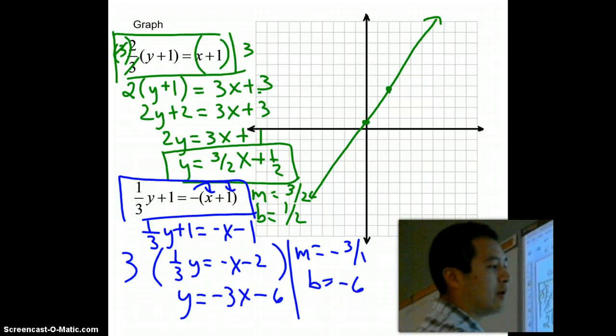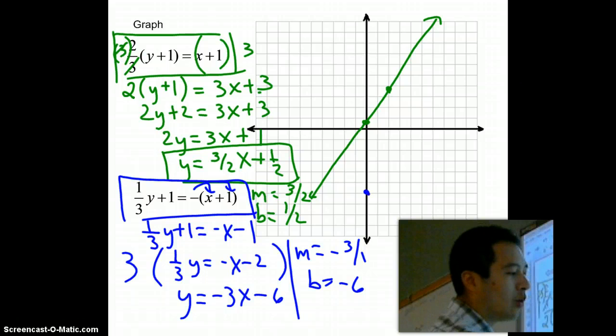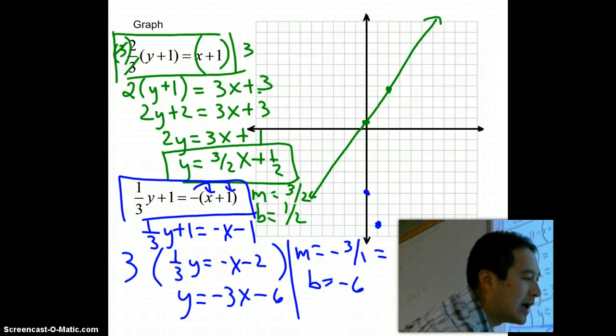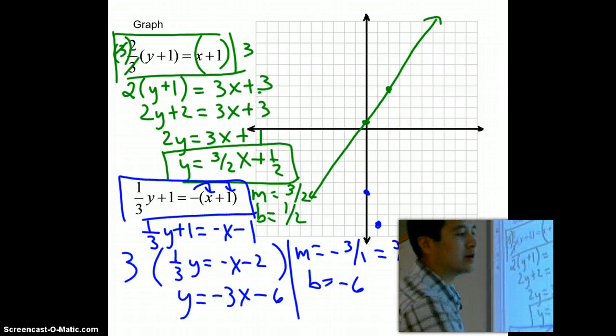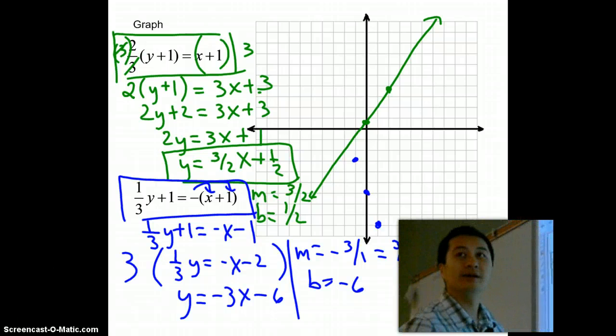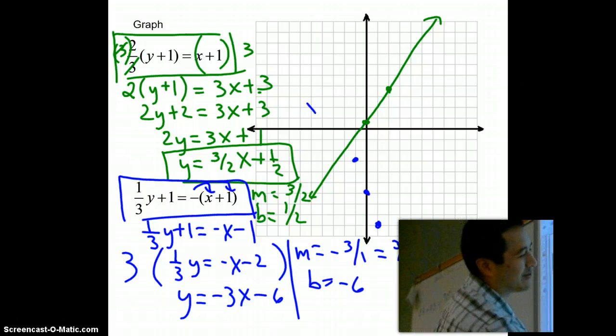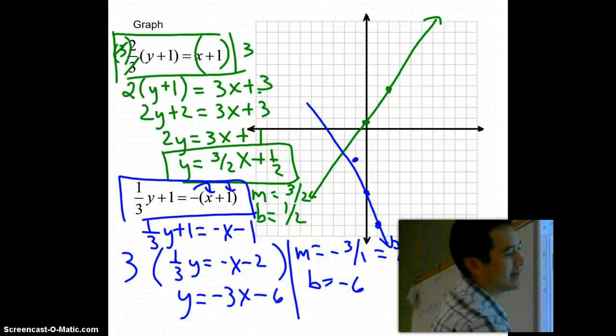1, 2, 3, 4, 5, 6. I could go 1, 2, 3 down and 1 over. Or I can actually put the negative on the bottom so it becomes positive 3 over negative 1. I could go up 1, 2, 3 and left 1 and I get the same point, the same line. Did you know that? Now you do, knowing is half the battle. All right, graph your line. Straight like mine.